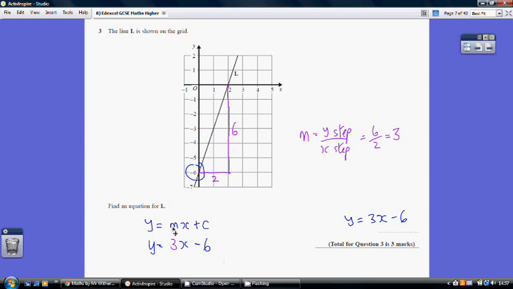Now to work out m, the gradient, the slope, we need to take a triangle, take one as big as you can, and just try and make sure it's whole numbers. And then we want to find the ratio of the height of the triangle, the 6, that's the y step, and we divide that by the base of the triangle, which is 2. So 6 divided by 2 gives us 3. So 3 is a measure of the steepness. For every 1 square we go along, we go 3 up. So 3 is our gradient, 3 is m, so y equals 3x minus 6.